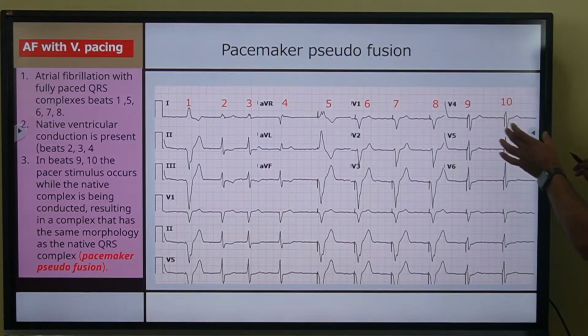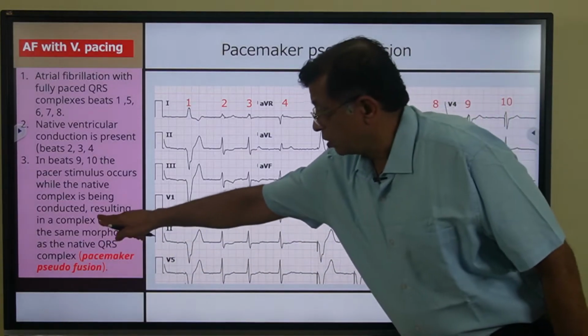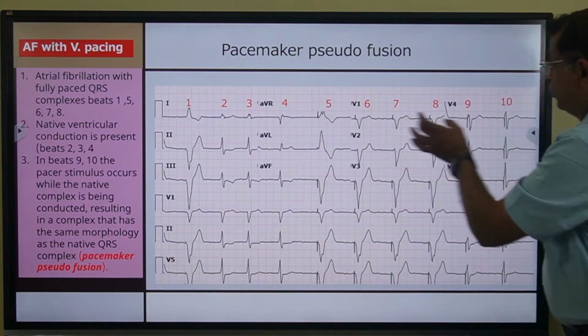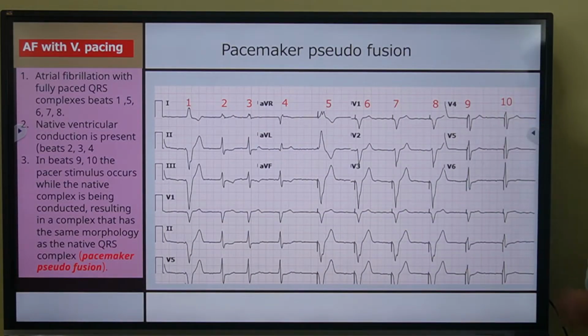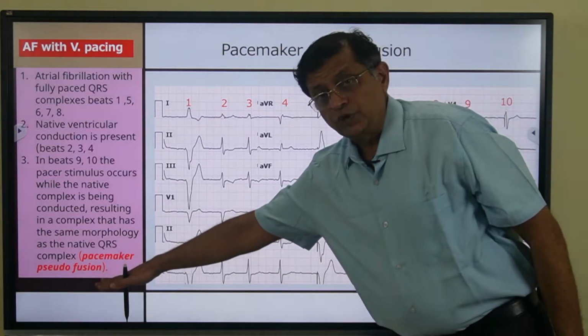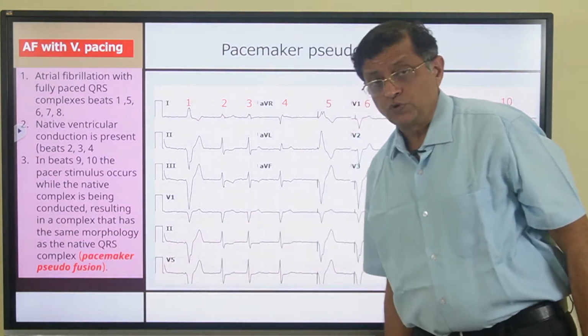And what you see in 9 and 10 are the complexes resulting from the same. It has the same morphology as the native ventricular beats, but with this pacemaker spike preceding that. So this is not pure fusion, but is pacemaker pseudofusion.